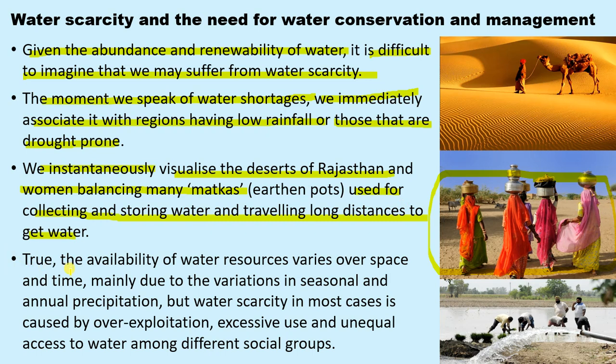And it is true that the availability of water resource varies over space and time. With the passage of time, of course, there will be change in the water availability, and from place to place also water availability is changing because the aquifer, that is soil layers, and precipitation, surface runoff, seepage of water, all these things matter. But water scarcity is in most cases caused by over exploitation. If we think naturally, most probably water is available in different areas adequately. But because of over exploitation of the water resource, excessive use and unequal access of water among different social groups cause water scarcity.